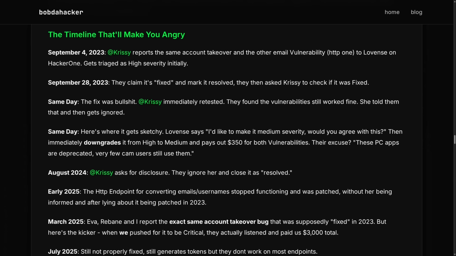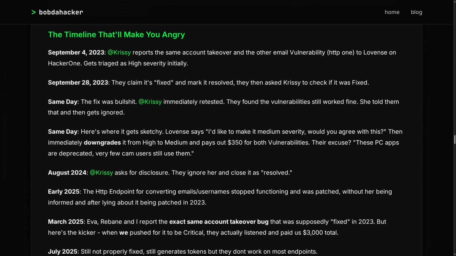Then in March of 2025, Eva, Rebane, and BobDaHacker reported the same account takeover bug and email finding bugs to Lovense once again, but they pushed hard this time to keep the severity listed as critical so that they could receive a $3,000 bug bounty, which still seems pretty cheap given the severity of this vulnerability and the fact that this company has over 11 million users worldwide.